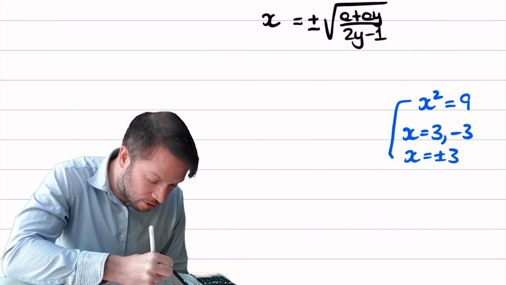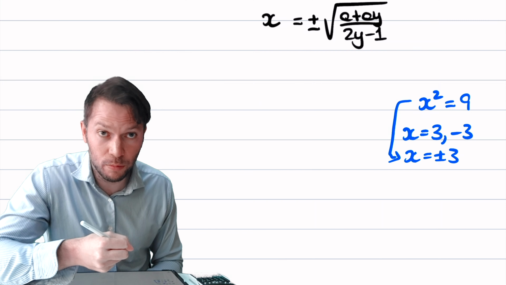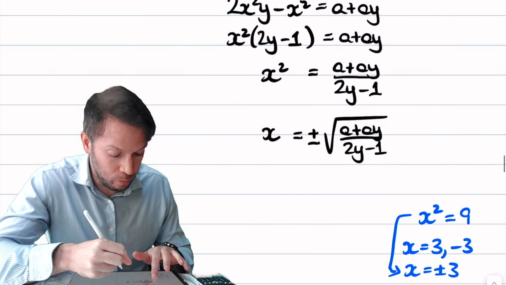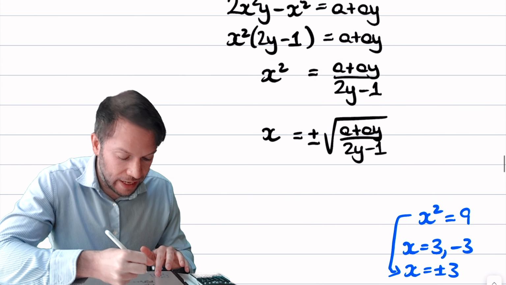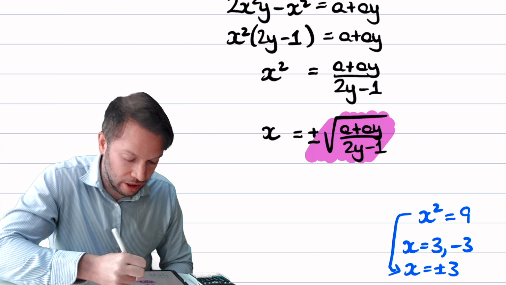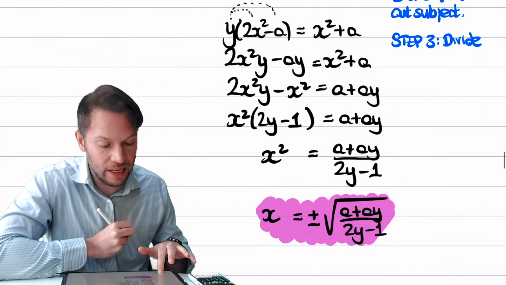So basically, when you square root both sides, you need to have plus or minus on one side of the equation, which is what I've done here. So we've managed to make x the subject of the formula. It's on its own on one side of the equation, and we are done.